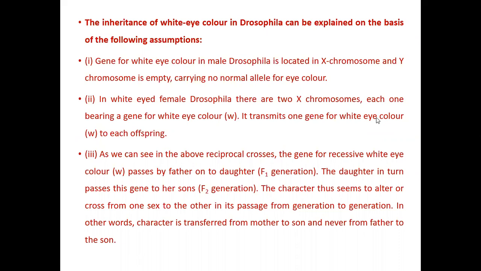As we can see in this last slide, the gene for the recessive white eye color passes from the father onto the daughter. The daughter in turn passes it to her son, the male grandson. So males transfer the genes to grandsons through their daughters only, not through sons.